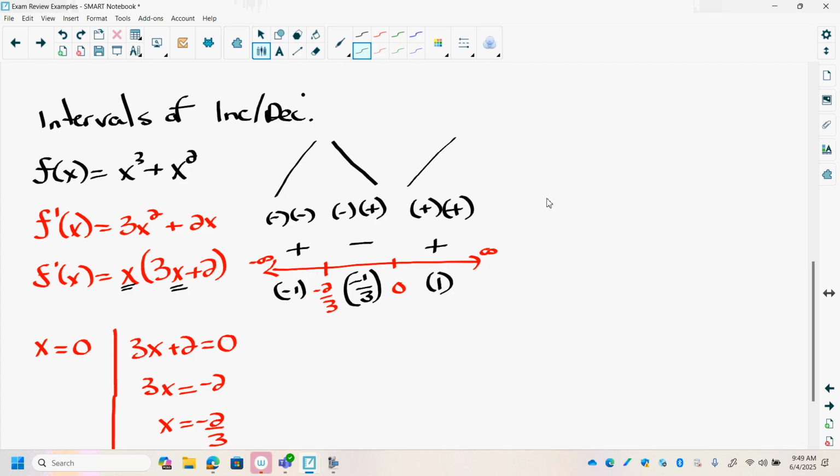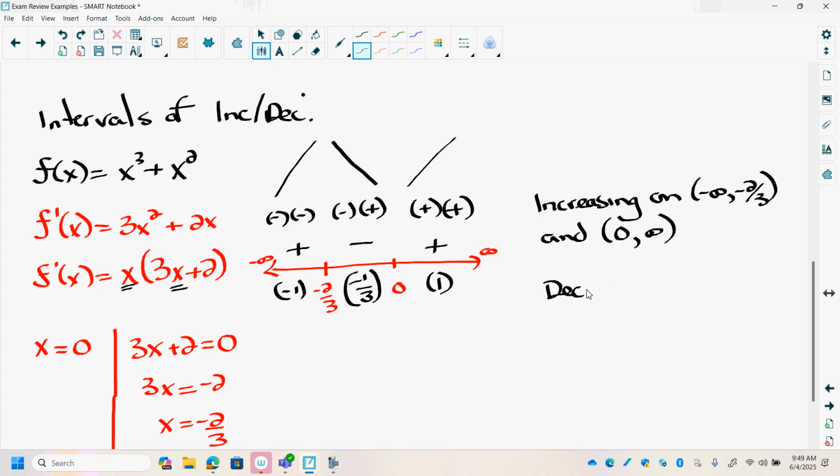Let's state that. State the intervals of increase and decrease. It's increasing on negative infinity to negative 2/3 and 0 to infinity. I picked the intervals with the plus signs on them, or above them. Where is it decreasing?